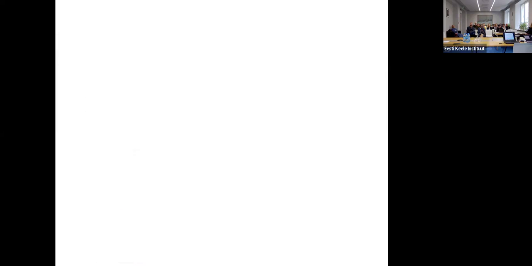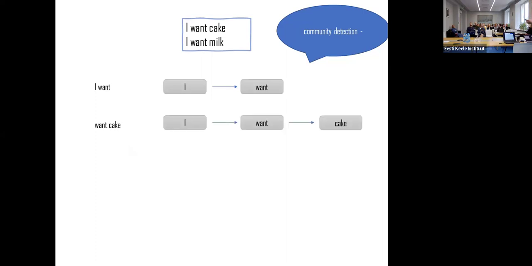So how does that work? Let's just assume we have these two utterances here: I want cake and I want milk. The way the model works, it parses these utterances into bigrams. So first we have "I want", and these are the first occurrences, and we have a first link between "I want". And then we have "want cake". Here the links are pretty much the same because it occurs for the first time.